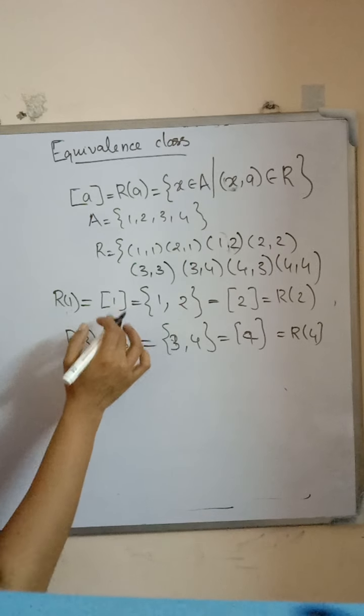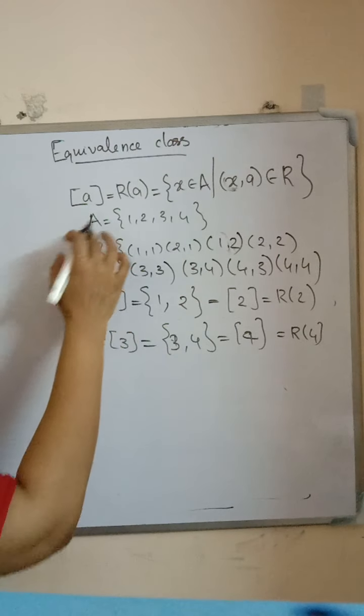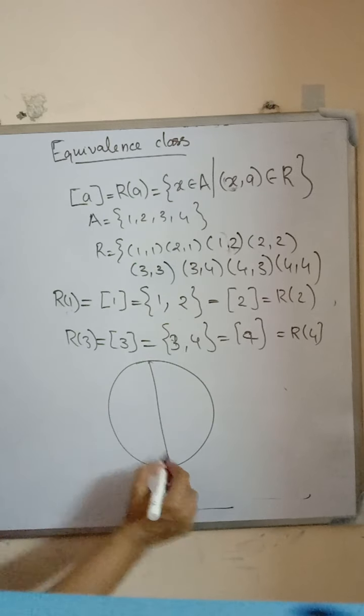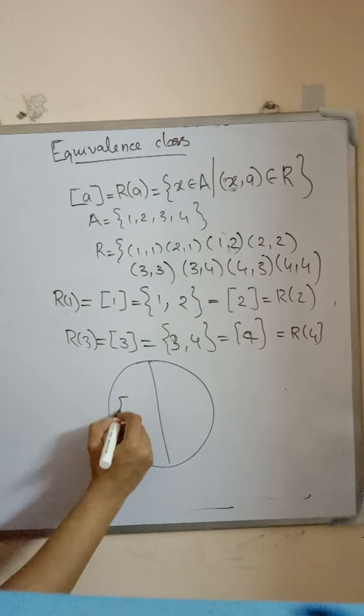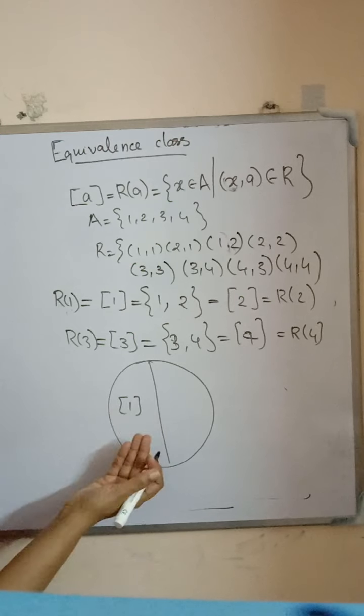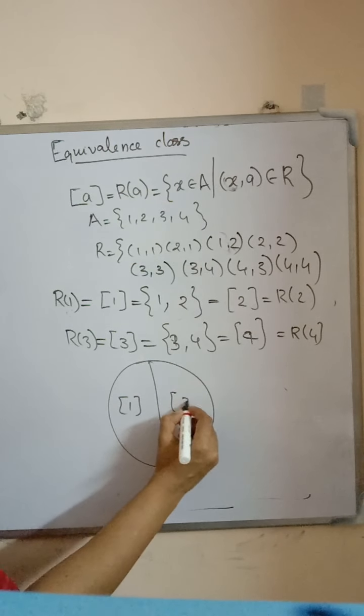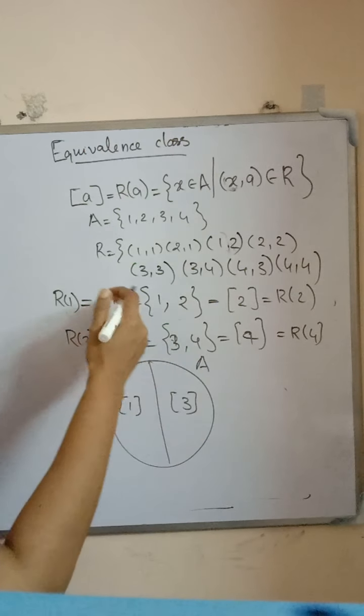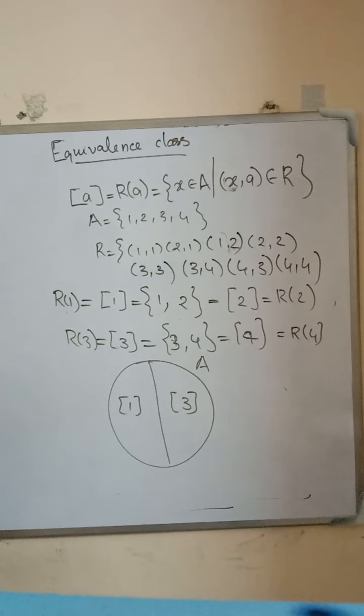That is, these equivalence classes partition the set A. The first part is the equivalence class of 1, which is the same as the equivalence class of 2. The other is the equivalence class of 3. So equivalence classes partition the set.